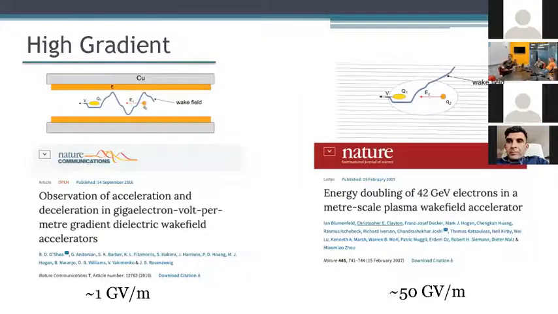For the high gradients, right now we have guys from SLAC, they showed 1 gigawatt per meter. Well, it's a bit of a stretch, but still they showed it. Plasma people showed about 42, and it was about 50 gigawatt per meter. One is Nature Communications, the other is Nature.